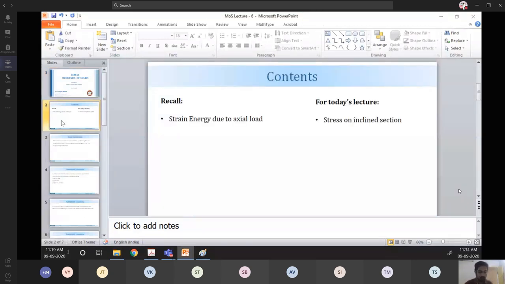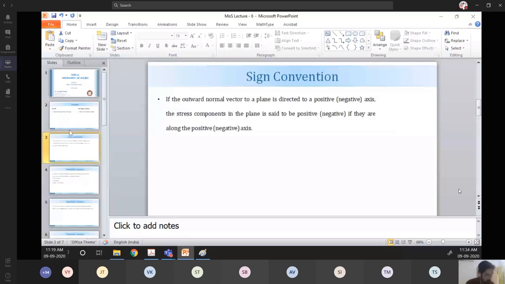In the coming classes we will be dealing with bending, torsion, and load. While dealing with those sections, we will study strain energy due to bending, torsion, etc. So today we will deal with stress on inclined section.